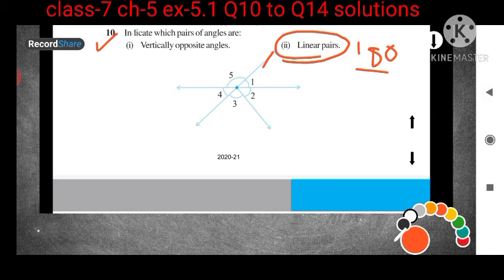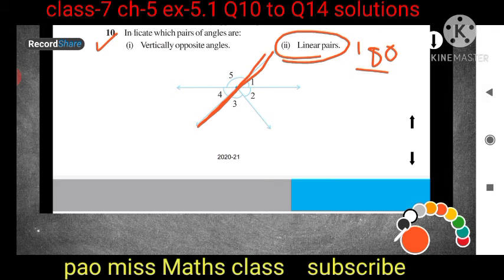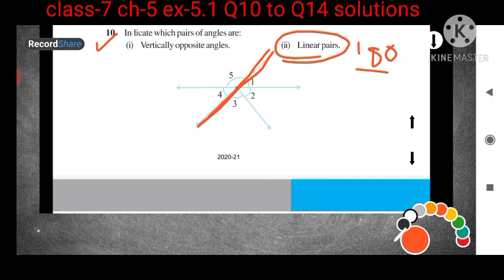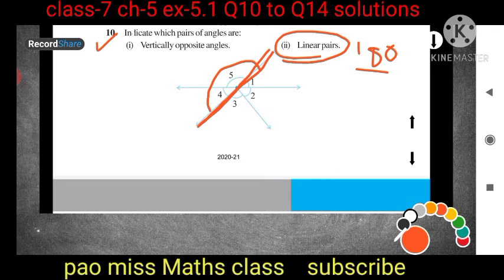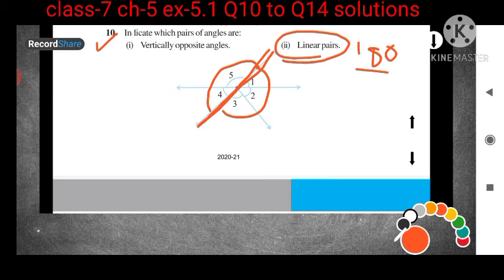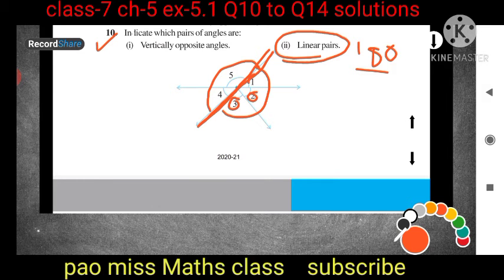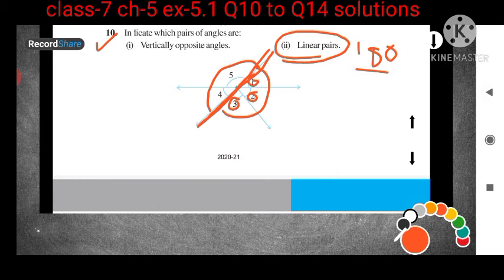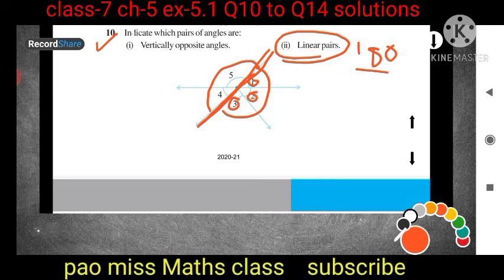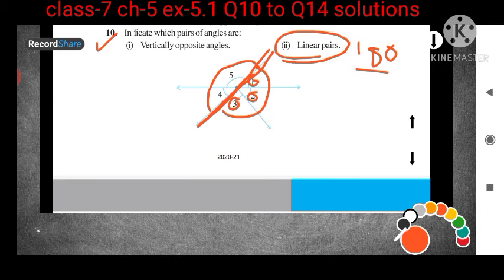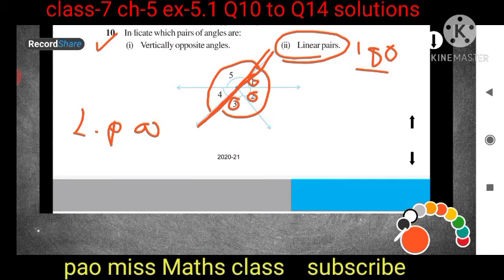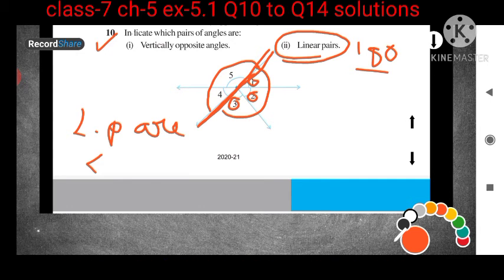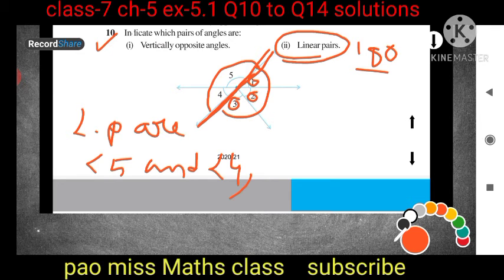Now from here you can see this is one straight line, isn't it? In this straight line these two angles are forming a linear pair, isn't it? But here it will not form a linear pair, because how many angles are there? There are 3 angles, isn't it? So that is not a linear pair. So only the angles which form a linear pair. So what will you write? Linear pairs are angle 5 and angle 4, okay? This is one linear pair.